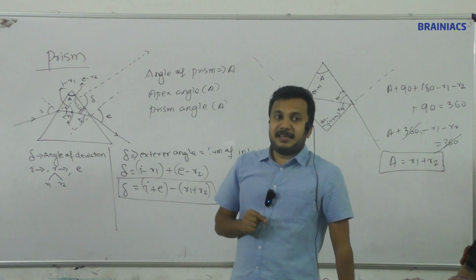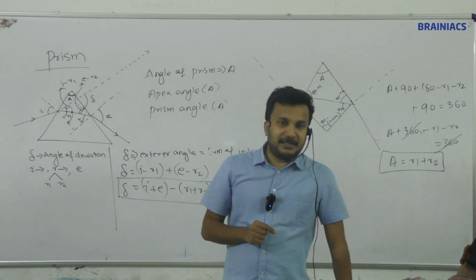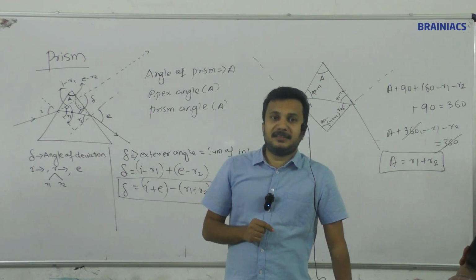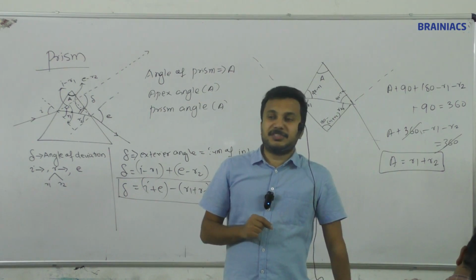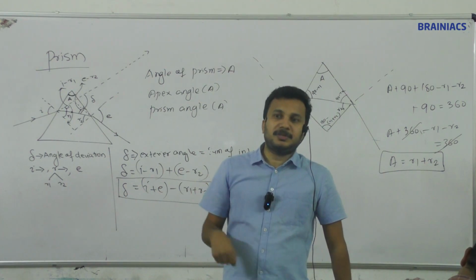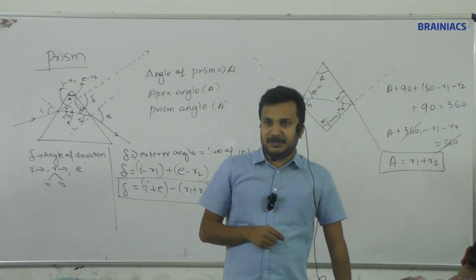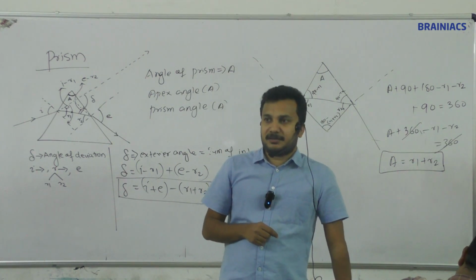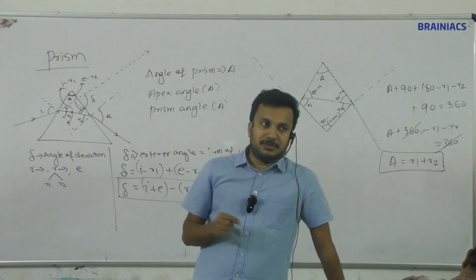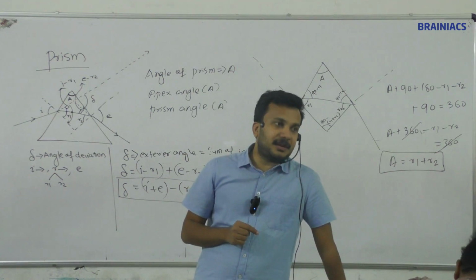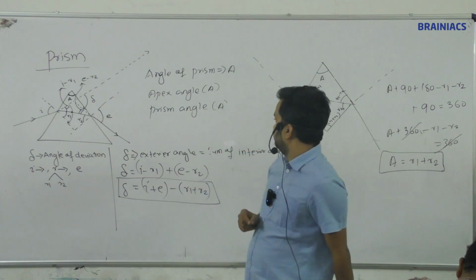Next point, delta is an exterior angle, which is equal to the sum of the interior angles of the triangle.